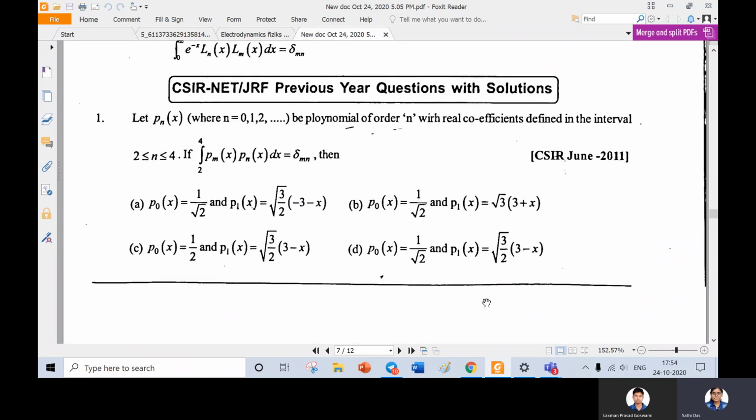So whatever you have to do here, you don't have to remember any other formula. Only this is the term here, that is the integration over 2 to 4 of Pm(x) Pn(x) dx equals delta mn. So P0 and P1 should satisfy this condition. If m equals n, then the integration should be 1. If m is not equal to n, the integration should be 0. And that's all for answering this question.